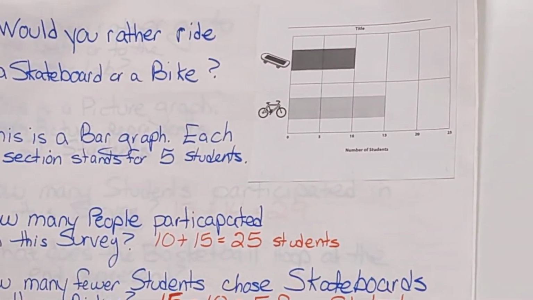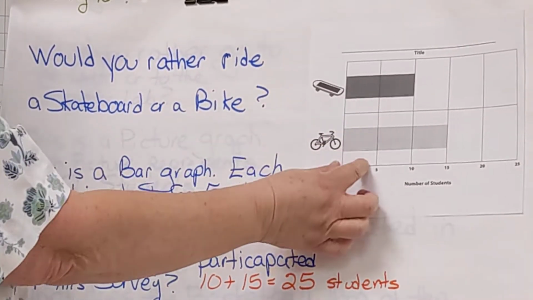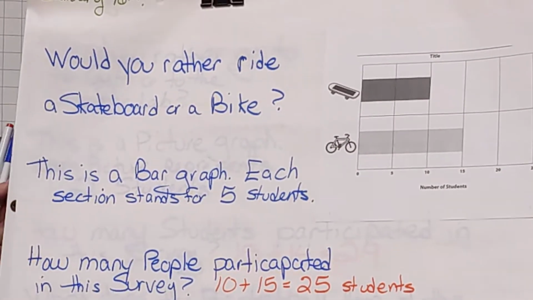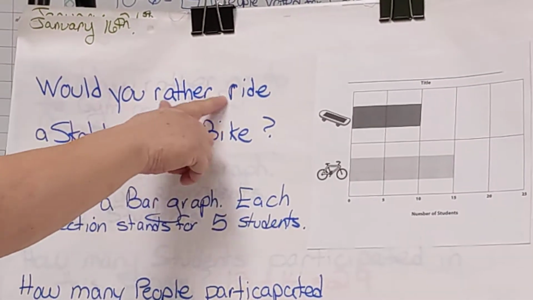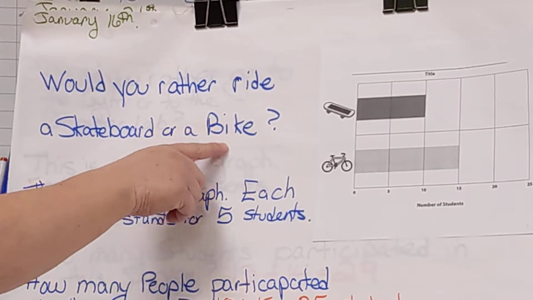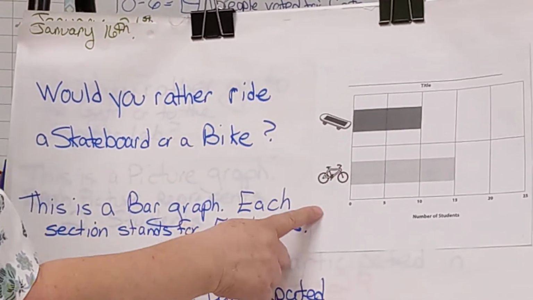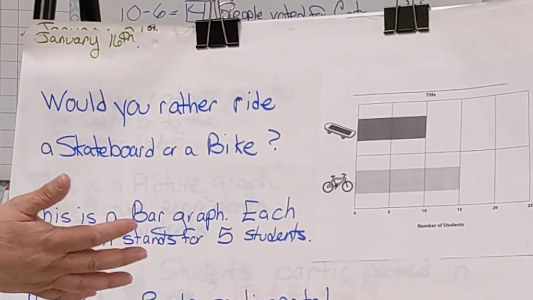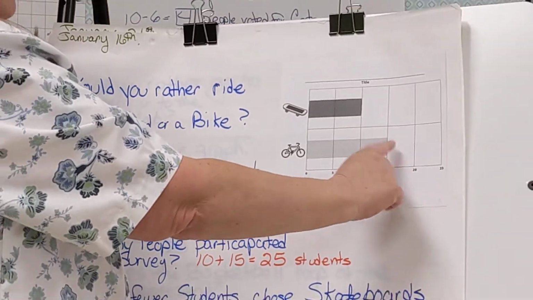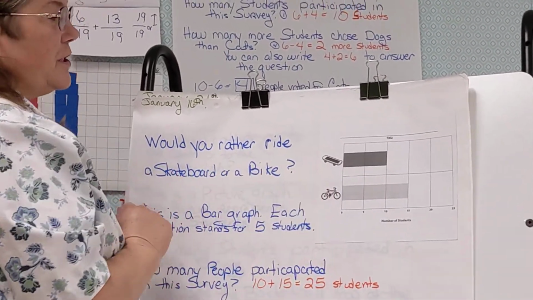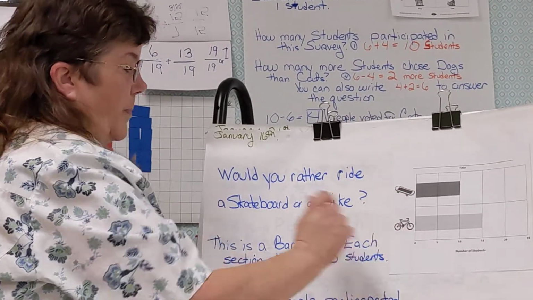Okay, this is where we get to talk a little bit about when each box equals more than one student. In our book, the question they asked was, would you rather ride a skateboard or a bike? This is a bar graph. The pictures are on the outside, so that could be confusing a little bit, but the picture is not used to count how many students. The picture was just to show us the choices. They could have written skateboard or bike.